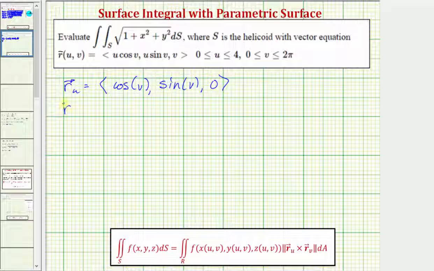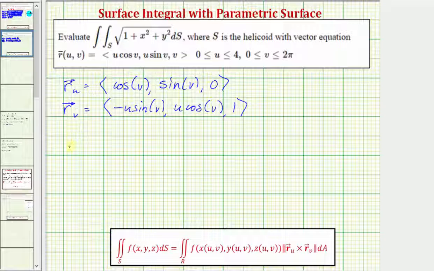Now we want to find the partial with respect to v. So the x component is going to be the partial of u cosine v with respect to v, which would be u times negative sine v, or negative u sine v. The y component is the partial of u sine v with respect to v, which would be u cosine v. And the z component is the partial of v with respect to v, which would be 1.